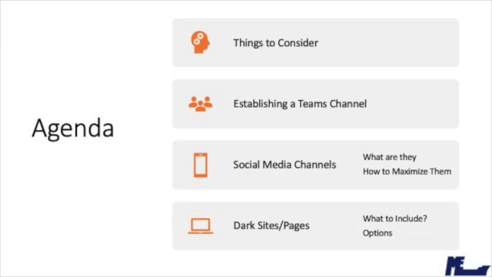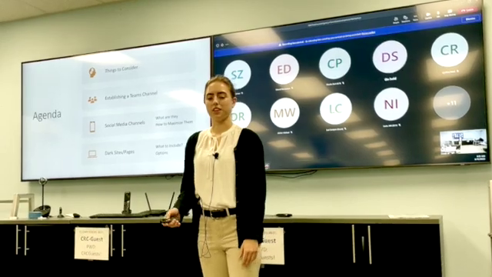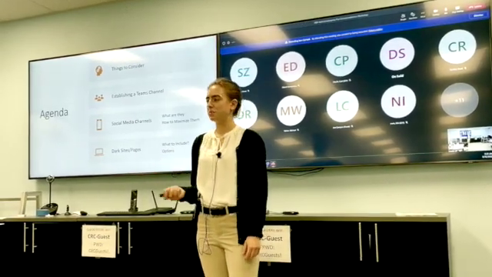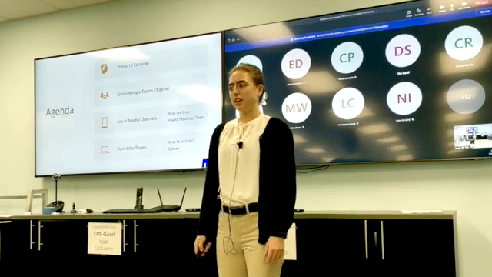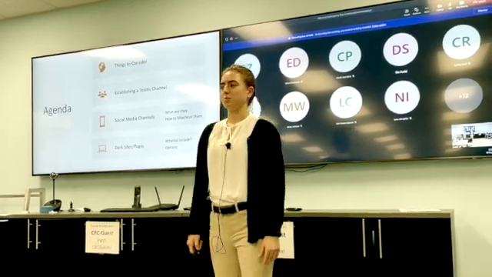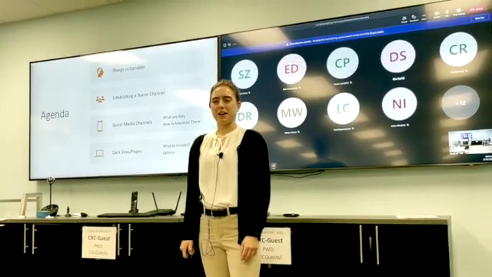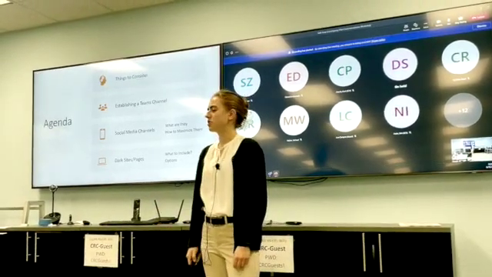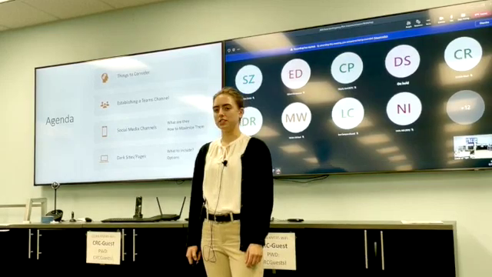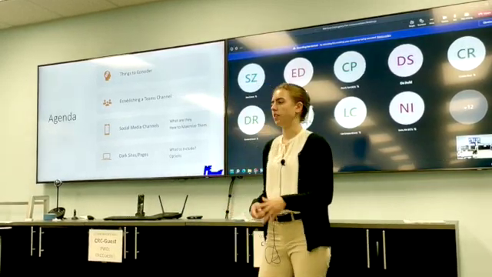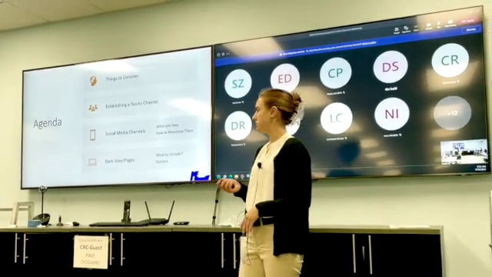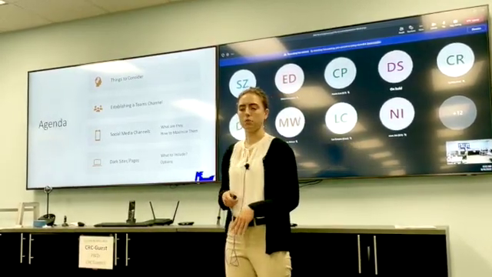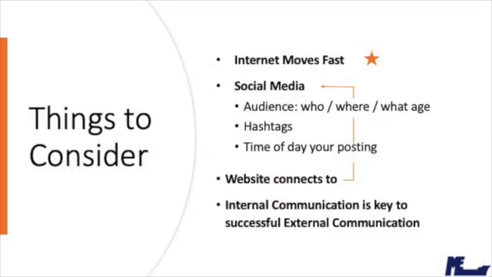So, an outline of what we're going to cover. We're going to talk about some basic things to consider when we're thinking about social media and communication. We're also going to touch on establishing a Teams channel, a way to communicate with our internal team in advance. That's our keyword today, in advance. That's why we're all here. We're also going to talk about social media, of course. What channels are we using? How are they functioning differently? Who are we reaching on those channels? As well as, of course, setting up a dark site or page to coexist with the social media that we are using.